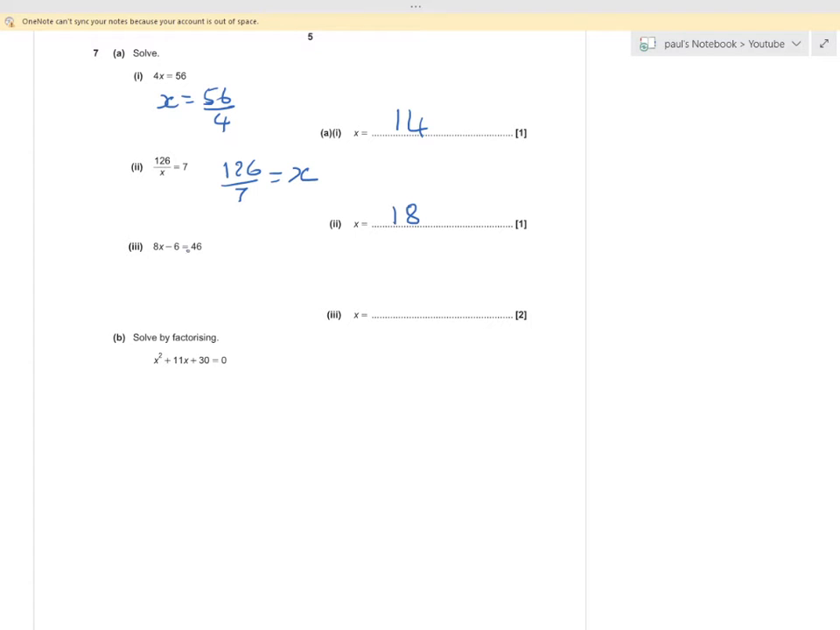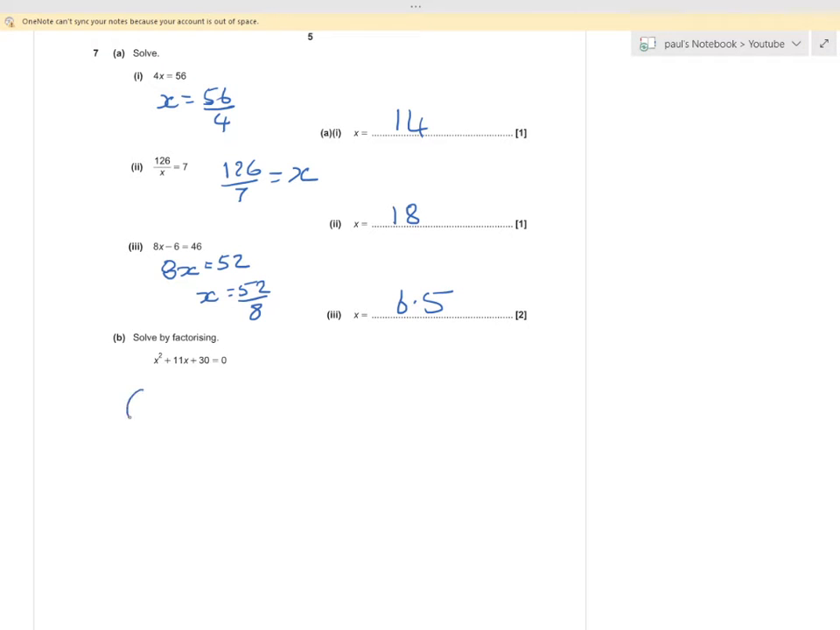And 8x minus 6 equals 46. So add 6 to both sides. So I get 8x is 52. So x is 52 divided by 8. So 52 divided by 8 is 6.5. 6.5.